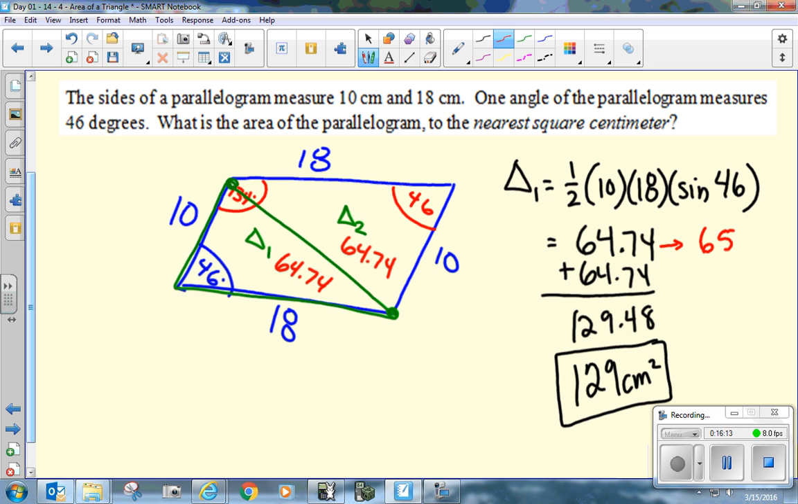65. And that means I would double that, and my answer will be 130. That'd be wrong. So don't round until you get your final answer. So that's the first way to do this.